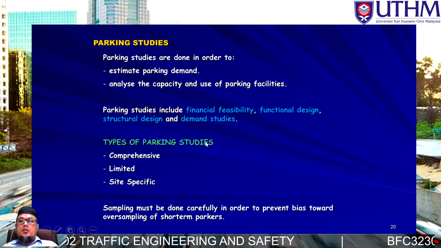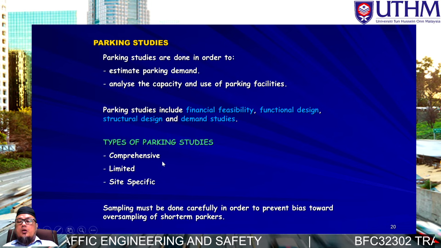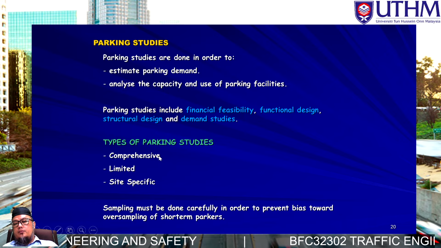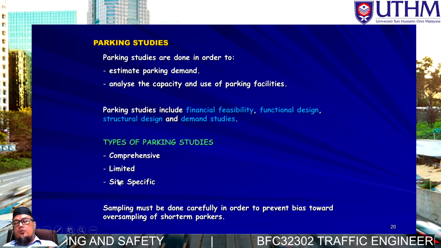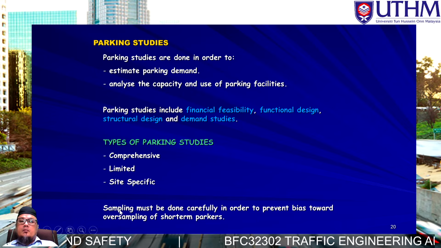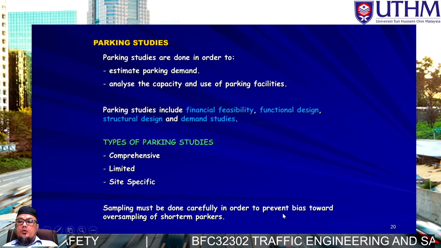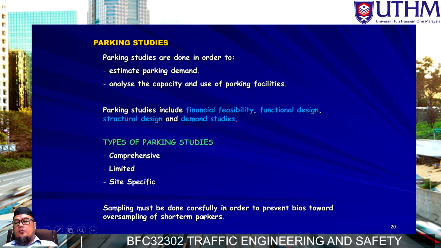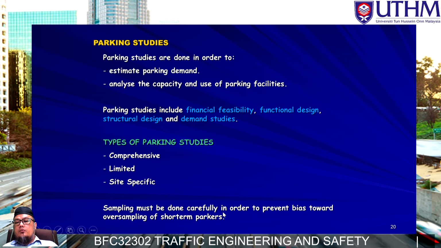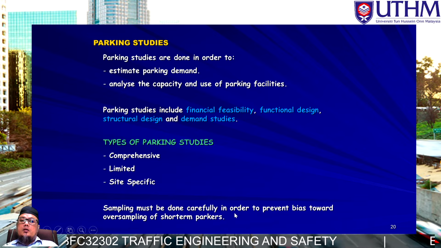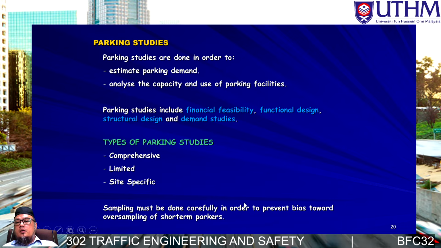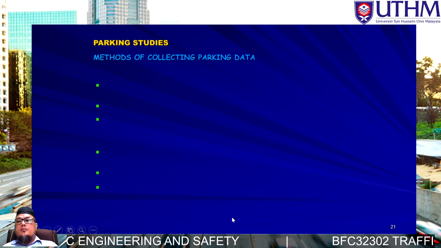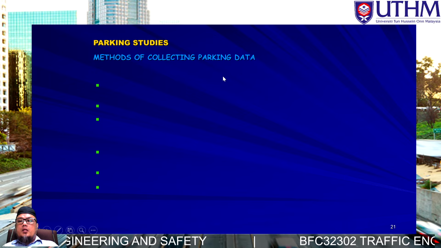Okay, the type of parking study: how to collect the data, and how to decide the size of the study. First, we can do a very comprehensive one, also a limited one, but also we can assign very specific areas. Sampling must be done carefully in order to prevent bias toward oversampling of short-term parkers. So we have to carry out our data collection or observation activities carefully to avoid bad data that does not represent the actual activity of parking.